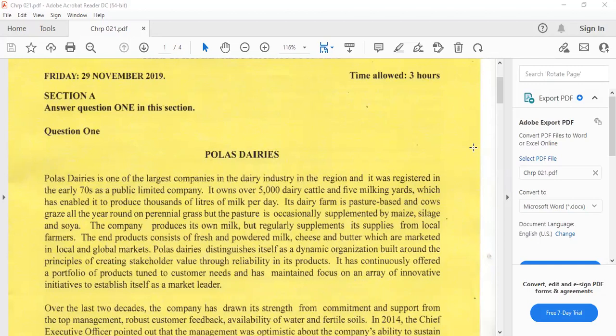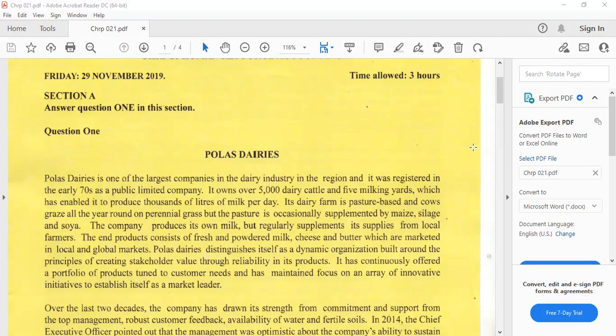Its dairy farm is pasture-based, and cows graze all the year round on perennial grass, but the pasture is occasionally supplemented by maize, silage, and soy. The company produces its own milk, but regularly supplements its supplies from local farmers. The end product consists of fresh and powdered milk, cheese, and butter, which are marketed in local and global markets.